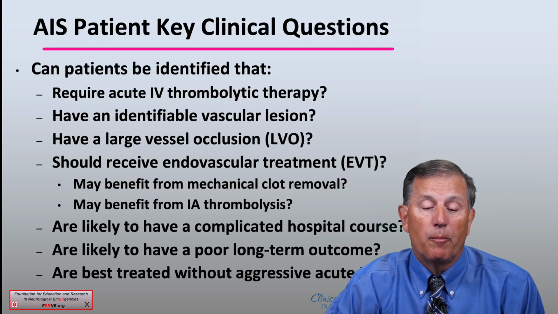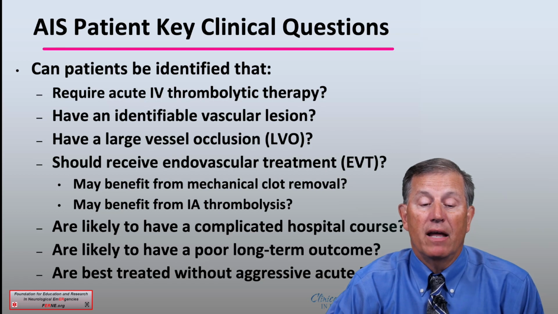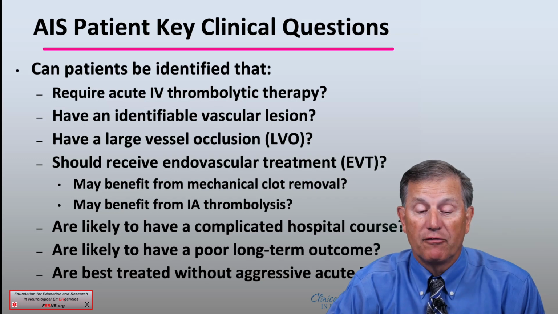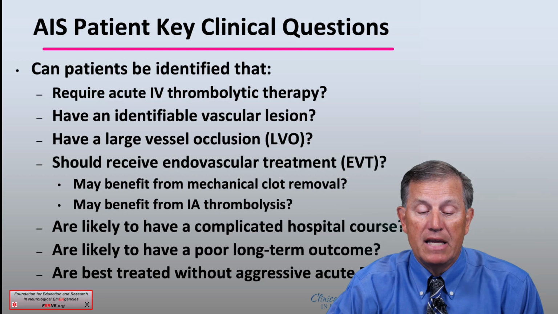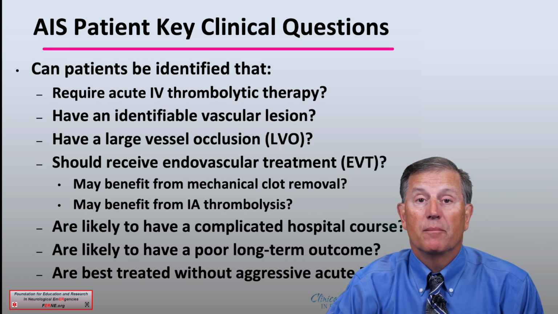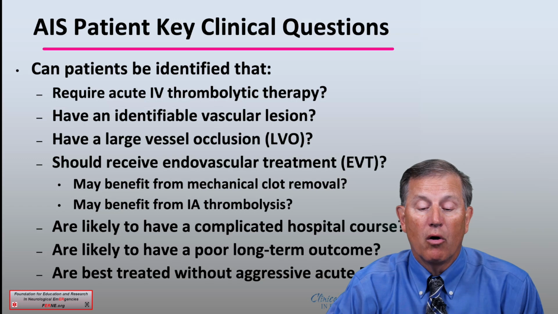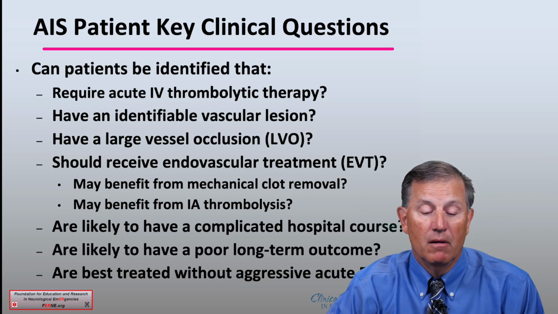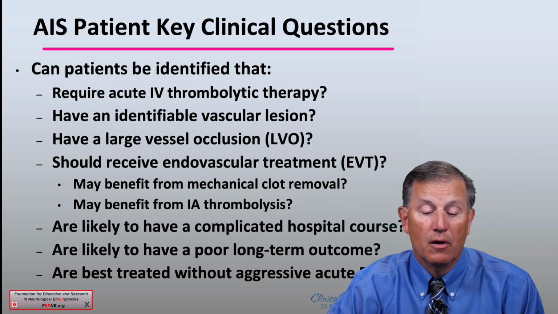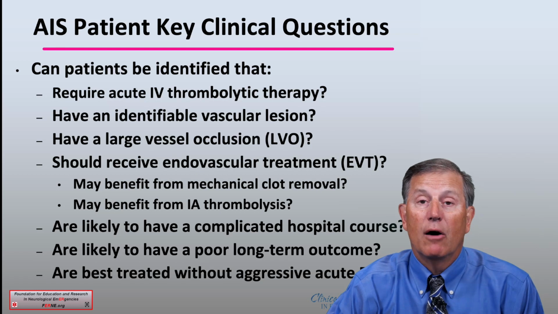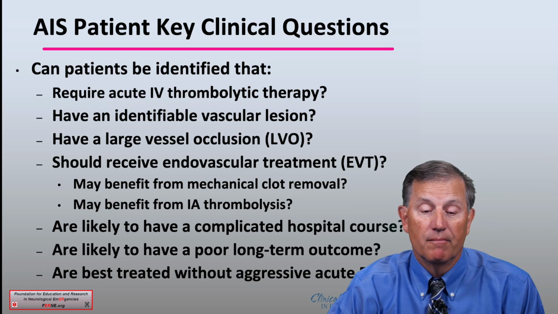First, we'd like to know whether patients in particular can be identified that require acute IV thrombolytic therapy, have an identifiable vascular lesion, have a large vessel occlusion or LVO, should receive endovascular treatment or EVT, and who may benefit from some type of mechanical clot removal or intraarterial thrombolytics. We'd also like to identify patients who are likely to have a complicated hospital course, those who are likely to have a poor long-term outcome and therefore may be best treated without aggressive acute therapies.